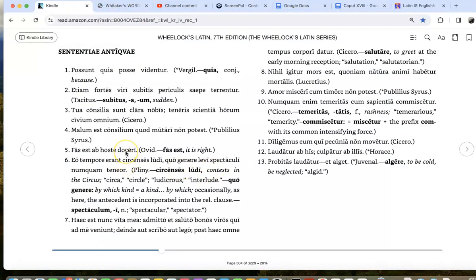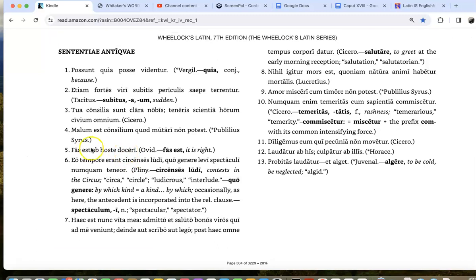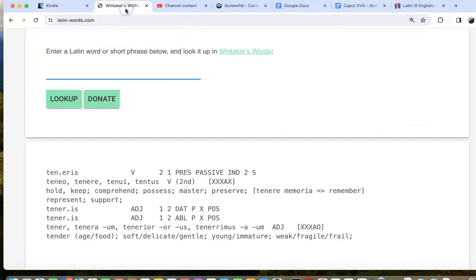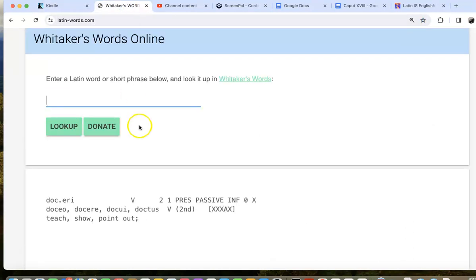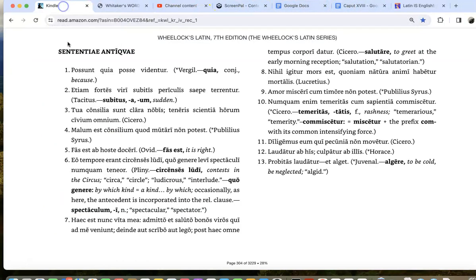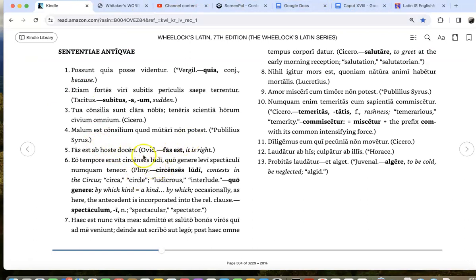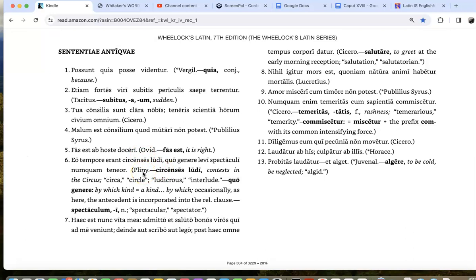As noted, please take the time to look up these words, but they give us fas est. Doceri is the perfect passive infinitive. We'll see what this looks like. So here we have the present passive infinitive, to be taught, to be shown, to be pointed out. Notice we're using the be because it's passive. I think to be taught makes the most sense based on the context, and that's a good example of the perfect passive infinitive by Ovid.